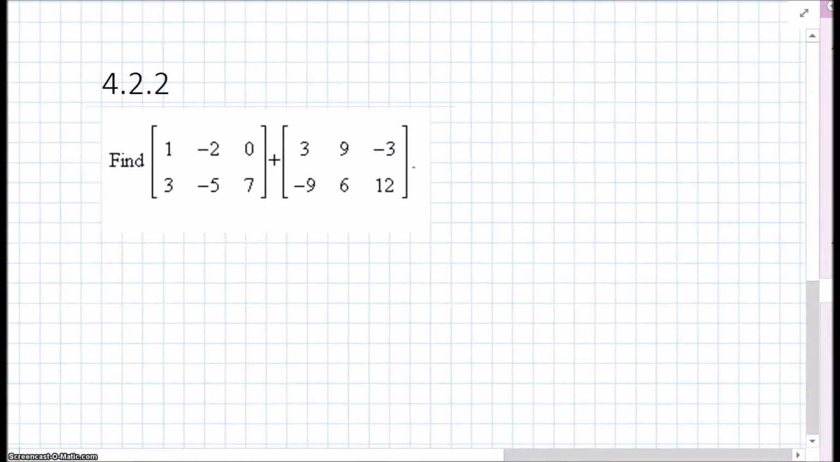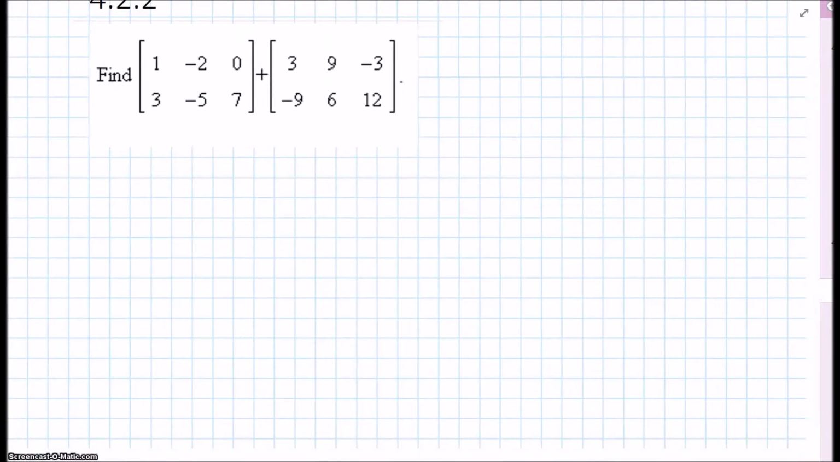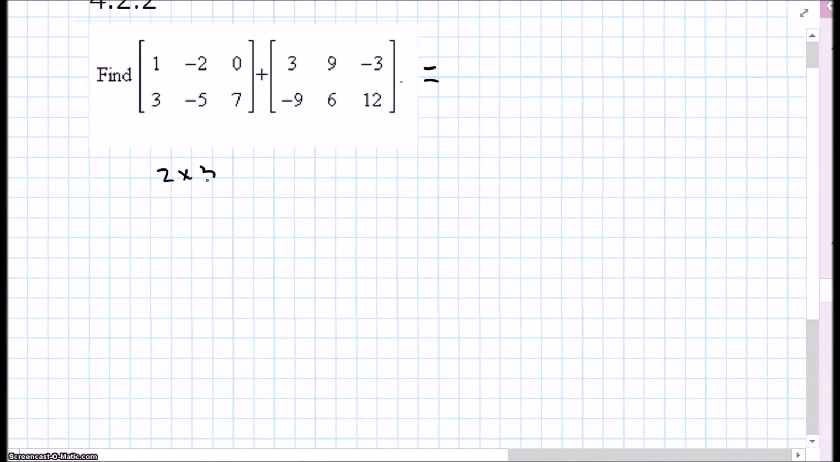All right, so here we go. Now let's make sure we all understand what we're doing here. Find the sum of these two matrices. First, let's make sure they both have the same rows and columns. This one's a 2 by 3, and this one's a 2 by 3, so we can add them. Now we're just going to add like elements.